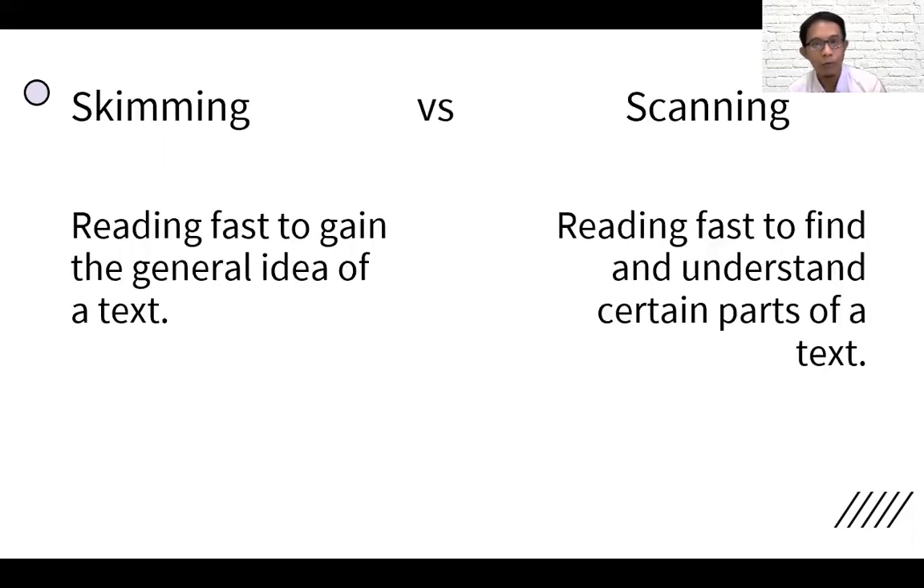Nah, for today, we will be talking about two types only, and they are skimming and scanning. Skimming here on your right, on your left. Skimming is reading fast to gain the main idea or the general idea of a text. Jadi yang didapatkan ini hanya secara umum saja. Argumen utamanya apa atau pendukungnya apa, itu saja, bukan detailnya.